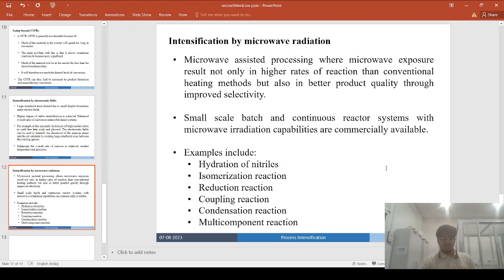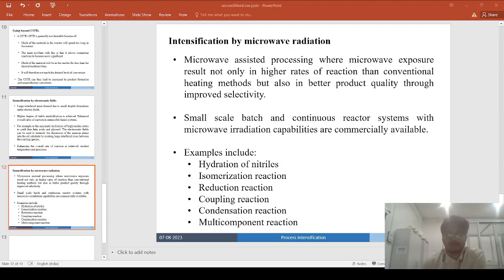Now, process intensification by microwave irradiation. In the previous session also we discussed that microwaves can be used to perform process intensification. In microwave assisted processing, the microwave exposure results not only in higher rates of reaction than the conventional heating method, but also in better product quality through improved selectivity. What happens in the microwave is you will be able to perform volumetric heating.